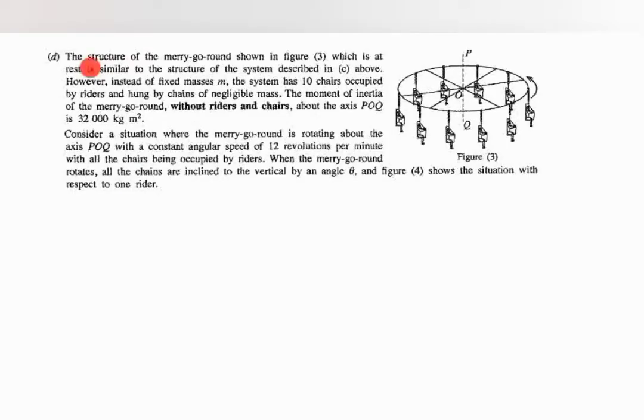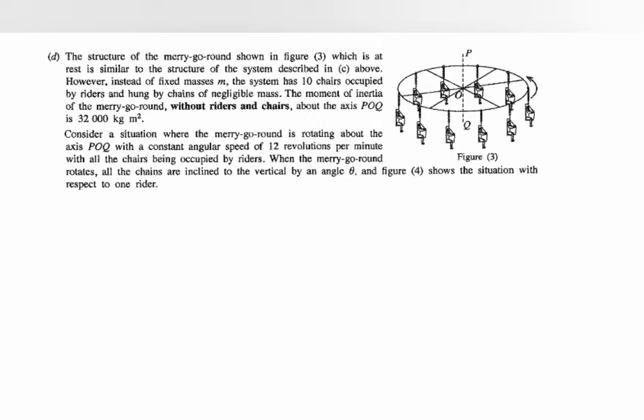The structure of the merry-go-round shown in figure 3, which is at rest, is similar to the fixed structure of the system described in C above. However, the system has 100 chairs occupied by riders and hung by chains, and the negligible mass, the moment of inertia of the merry-go-round without riders and chairs about axis POQ is given. So that means if you don't consider the frame and the ropes, the axis is going to be just this thing.